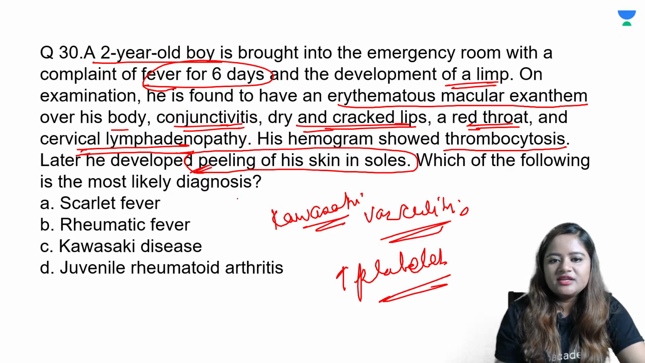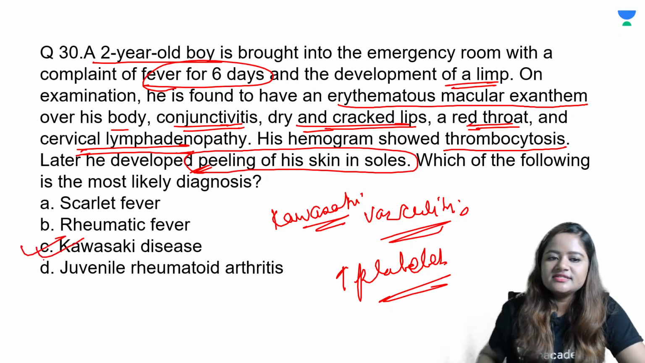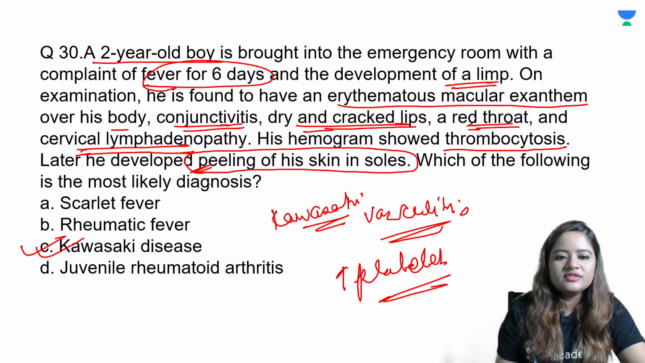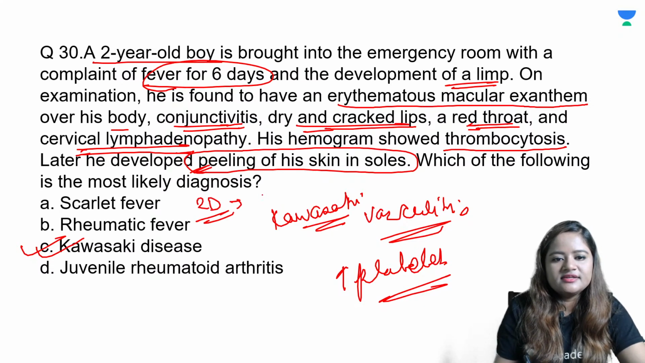And after this, there is peeling of the skin in the sole. So all of this fits into a classical condition known as Kawasaki disease. So on 2D echo, if you do, there's one complication that occurs, that is aneurysm.